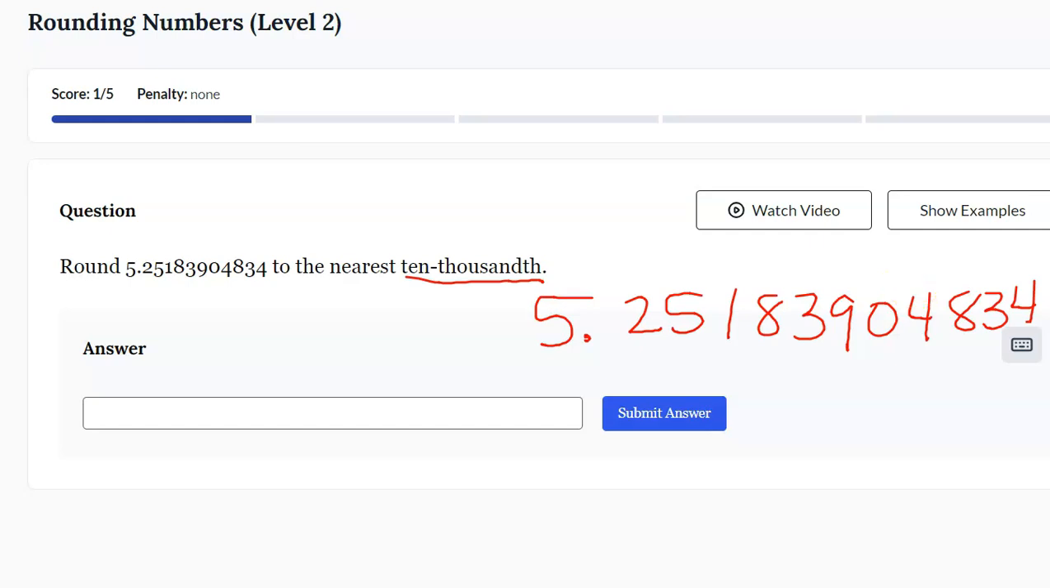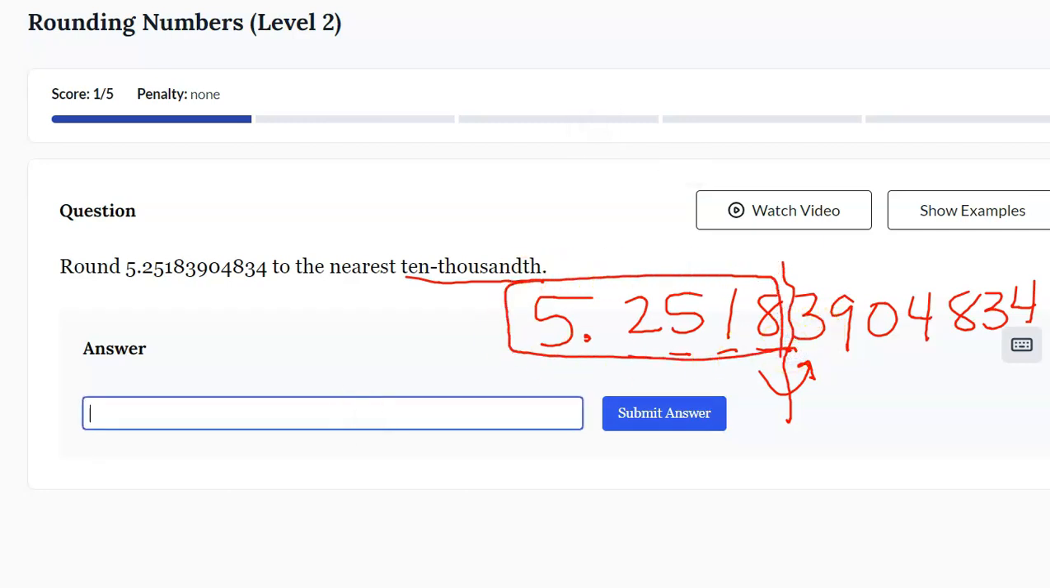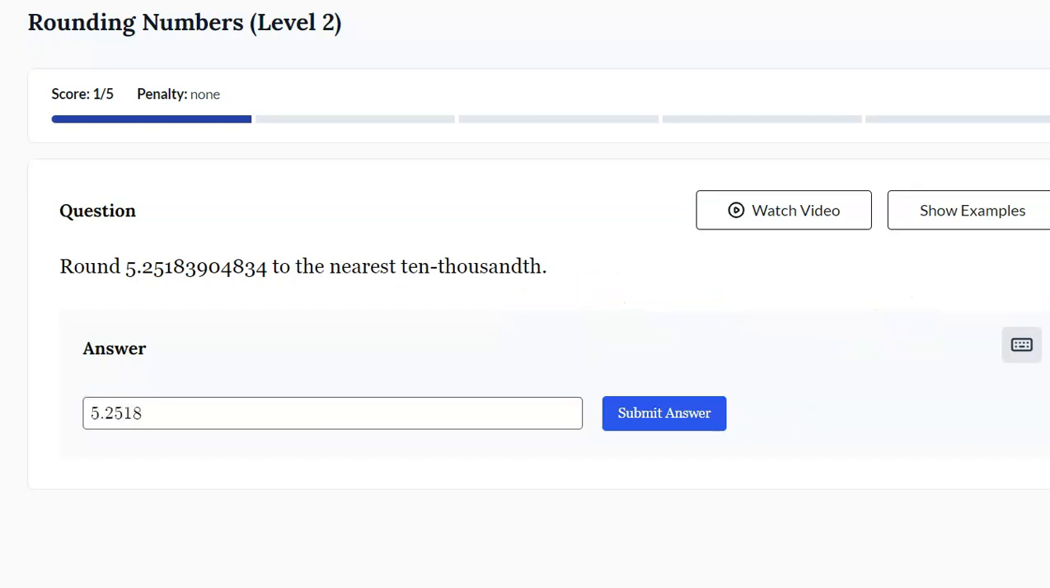5.25183904, 834. All right, so let's go in order. We go tenths, hundredths, thousandths, ten thousandths. This is where we're going to stop, but we look next door to see if we round or not. 3 is not big enough to round us up, so we remain the same. So we're going to type here exactly 5.2518. No rounding up at the end.